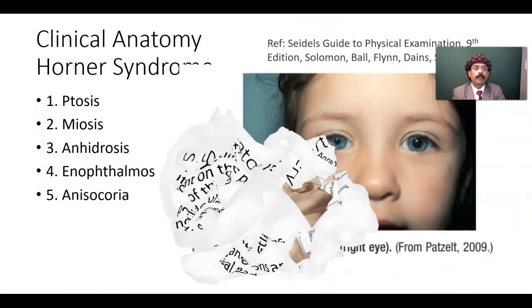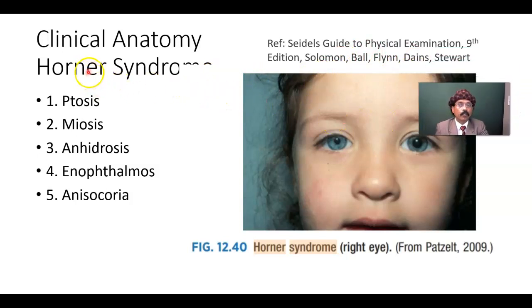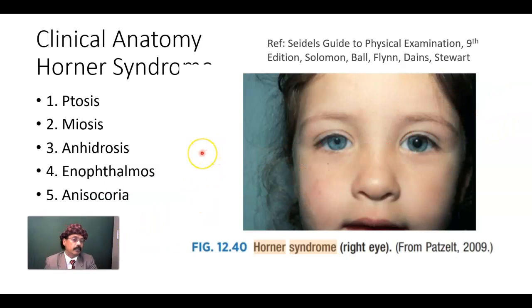Now I'll go to the clinical anatomy of the cervical part of the sympathetic trunk. If you go there, we will get Horner syndrome. What is Horner syndrome? When there is lack of sympathetic innervation to the head and neck, we'll get Horner syndrome. In Horner syndrome, what are the features? Ptosis due to paralysis of the superior tarsal muscle or Müller's muscle. Miosis, the pupil will be constricted in comparison to the normal side. Anhidrosis, this part will be dry, no sweating, because it is not getting sympathetic innervation.